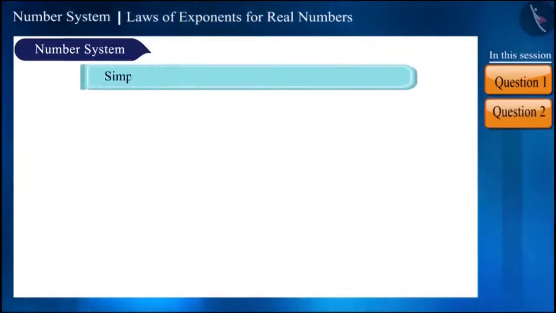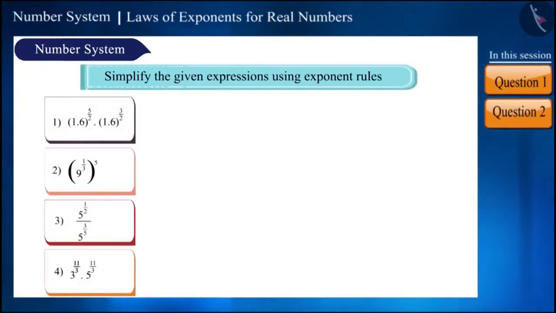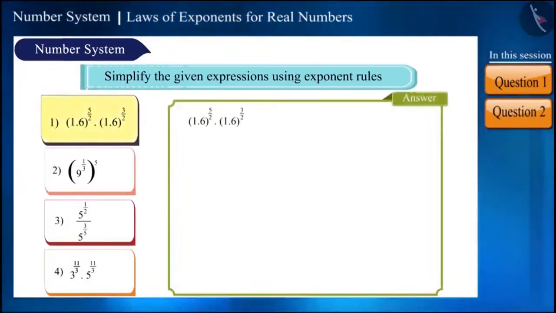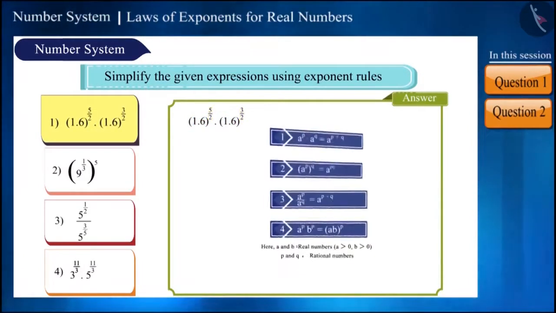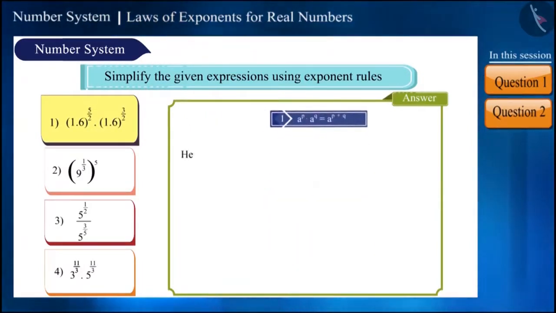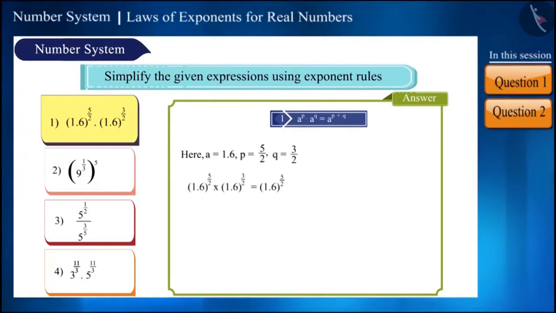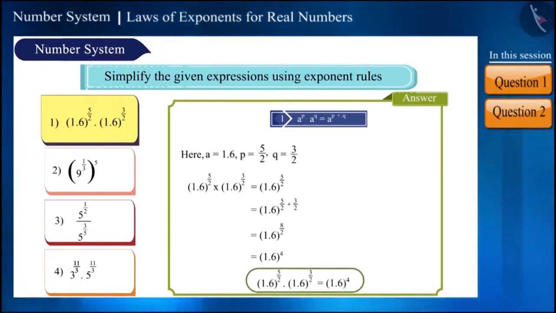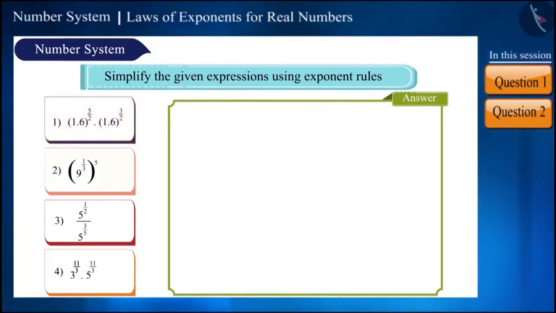let's simplify some questions using the exponent rules. Check this out. In this, the bases are the same and the exponents are different. Here we will use this exponential rule. Here a equals 1.6, p equals 5 by 2 and q equals 3 by 2. Now it will be written as 1.6 raised to the power of 5 by 2 plus 3 by 2. We got 1.6 raised to the power 8 by 2. We can also write it as 1.6 raised to the power 4.